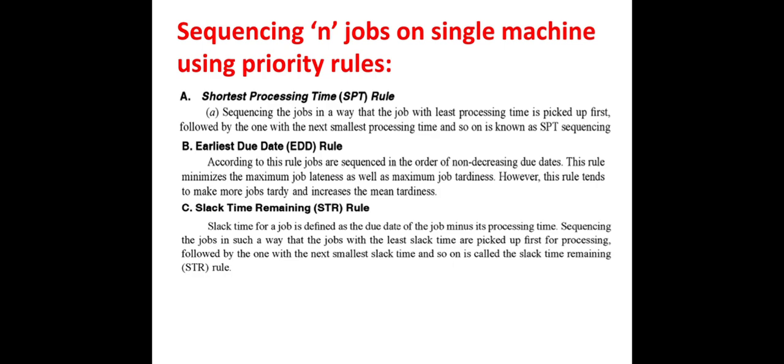Next is the slack time remaining rule. Slack time for a job is defined as the due date of the job minus its processing time. That is, due date minus processing time will give the slack time. Sequencing the jobs in such a way that the jobs with the least slack time are picked up first for processing, followed by the one with the next smallest slack time, and so on, is called the slack time remaining rule.